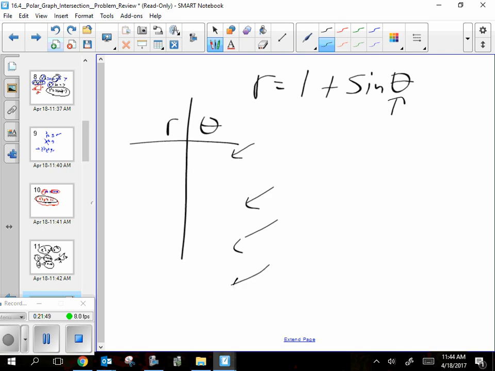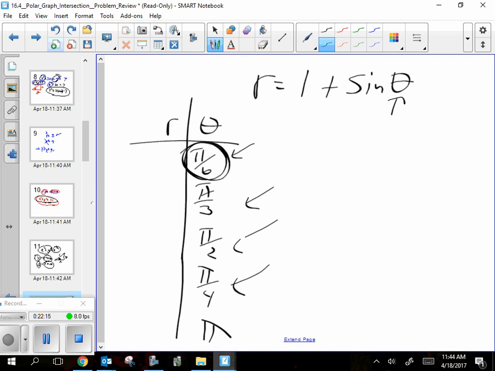What are easy ones to do? Pi over 6, pi over 3, pi over 2. Don't forget pi over 4 and pi. Good. Those are all good ones to do. And then also don't forget 0. In fact, all the quadrantals are easy to do. All right, I don't need you to do all of these. I'd like you to try a few, though. I'm going to show you how to do this one just to make sure you understand what's going on here.